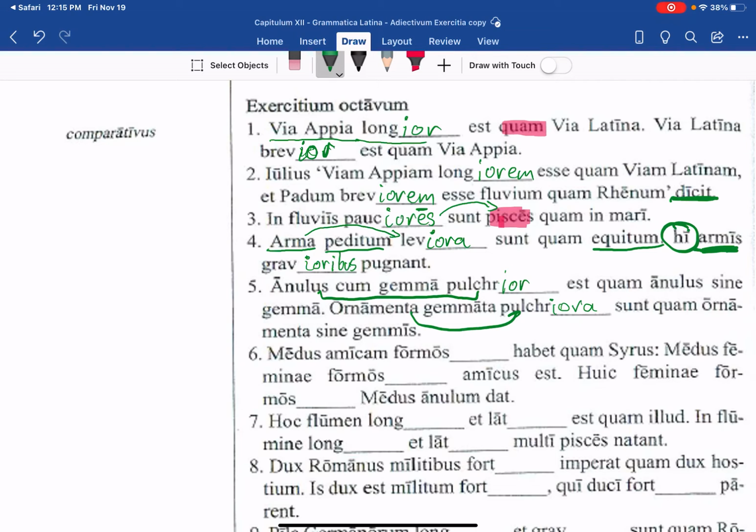Number 6, Metus amicam blank formosam habet quam Cirrus. So it's saying here that Metus has a more beautiful girlfriend, in this case, than Cirrus. And formosus, formosa, formosum, it means beautiful in form. So formosiorem.